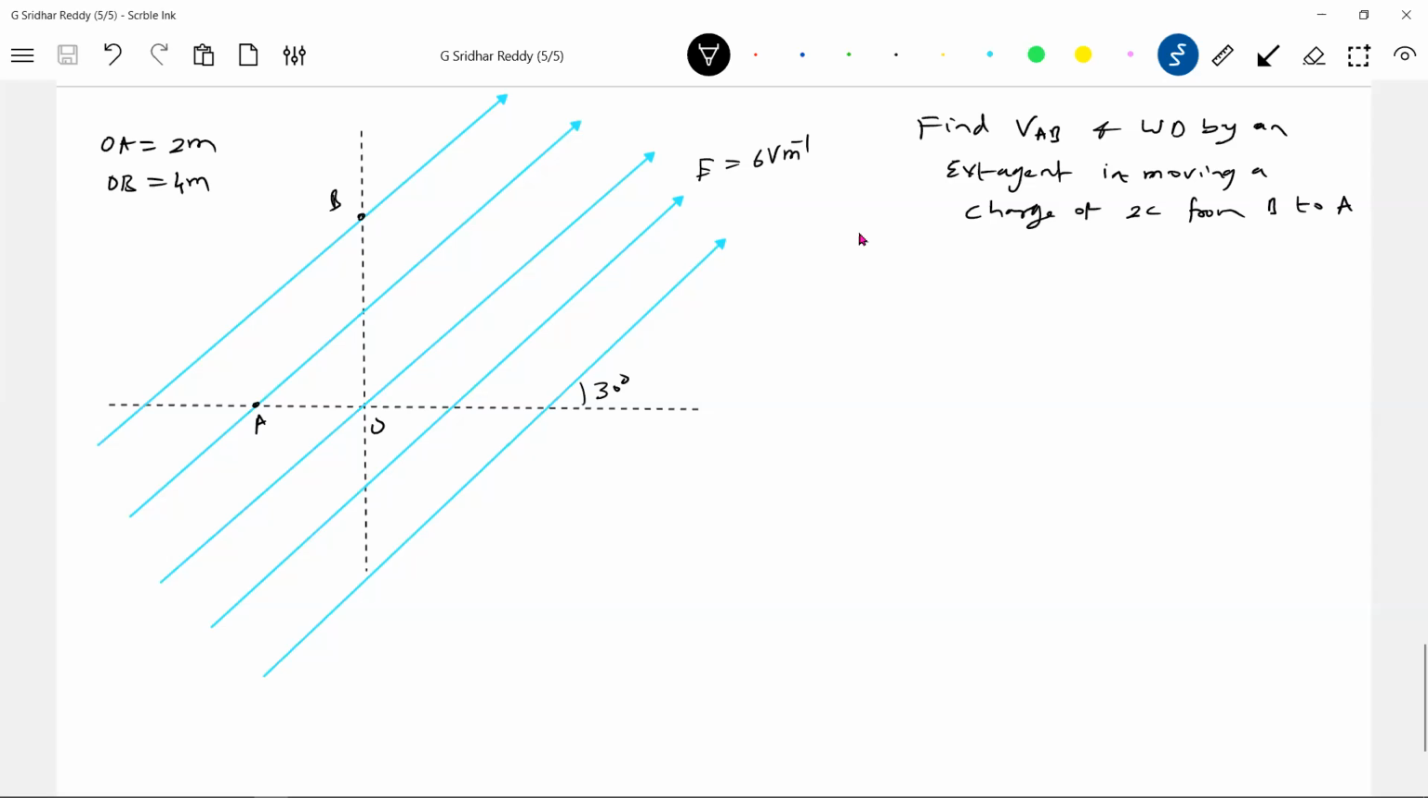You have to calculate the potential difference between points A and B. Once you do that, I think you can manage everything. So the distances OA and OB are given. Now there's a uniform field. Are you looking at this? What is the field? The field is uniform. Non-uniform field, we'll see in the next condition. If the field is non-uniform, what to do?